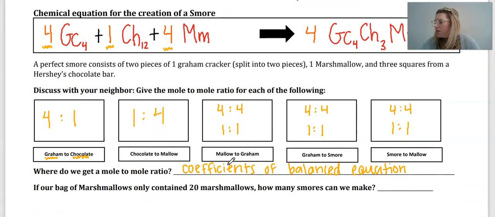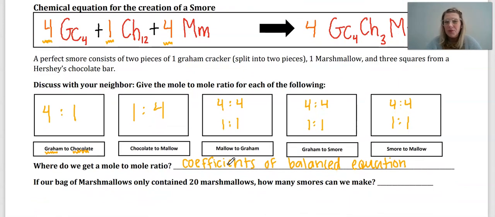Okay, so now let's get down to what is stoichiometry. So stoichiometry is just the mathematical process of using these mole-to-mole ratios from our balanced chemical equation to help us solve for specific amounts of substance, okay? In this case, we're talking about s'mores. So if our bag of marshmallows contained only 20 marshmallows, how many s'mores could we make?